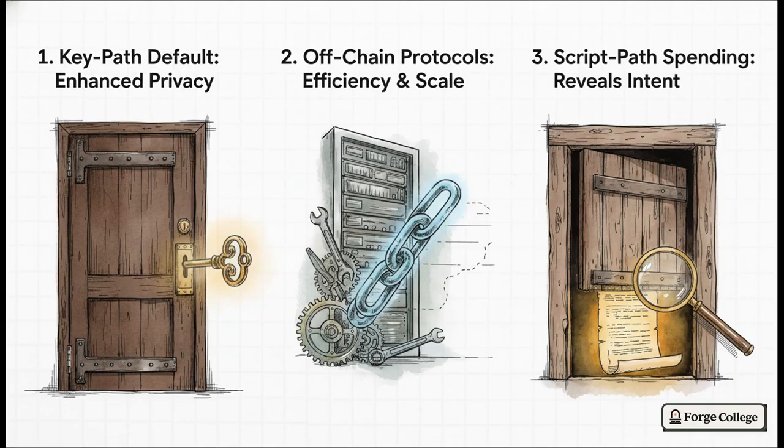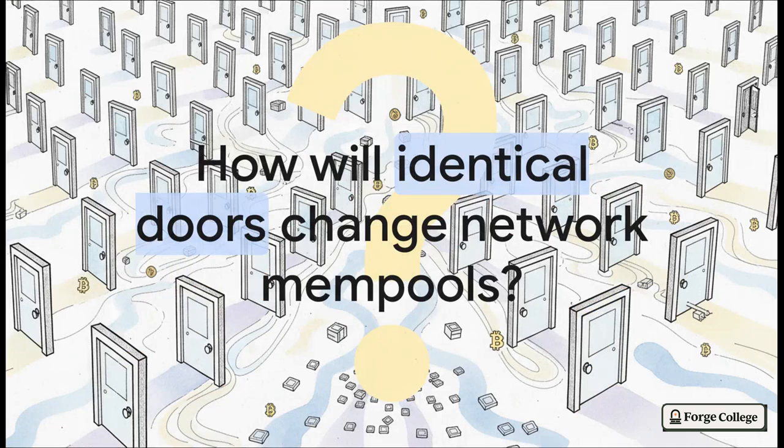If you use it, it still reveals your intent for that specific branch you execute, even if the unused branches stay hidden. Which brings us to a massive final thought for the broader ecosystem. If you can no longer tell a massive corporate multisig vault from a single user just buying a coffee, how will an entire neighborhood of these completely identical doors change block capacity, fee distribution, and the network mempools as a whole? It's a huge question, and it perfectly sets us up for our next explainer.